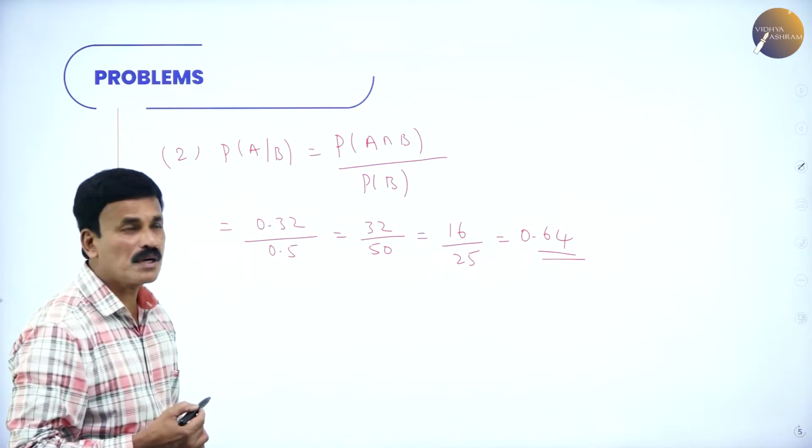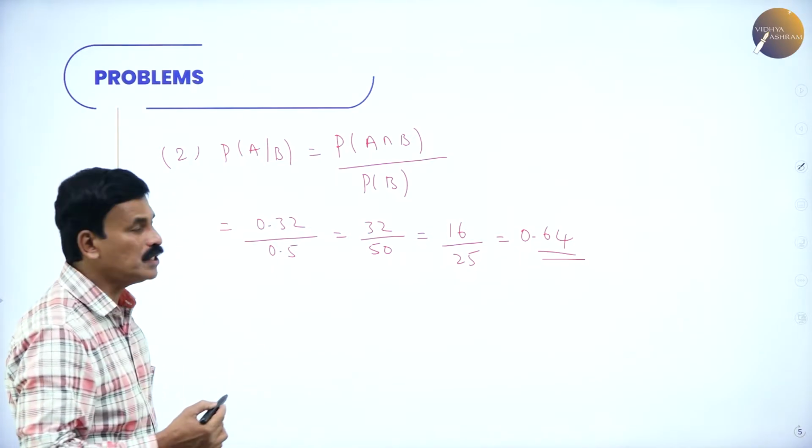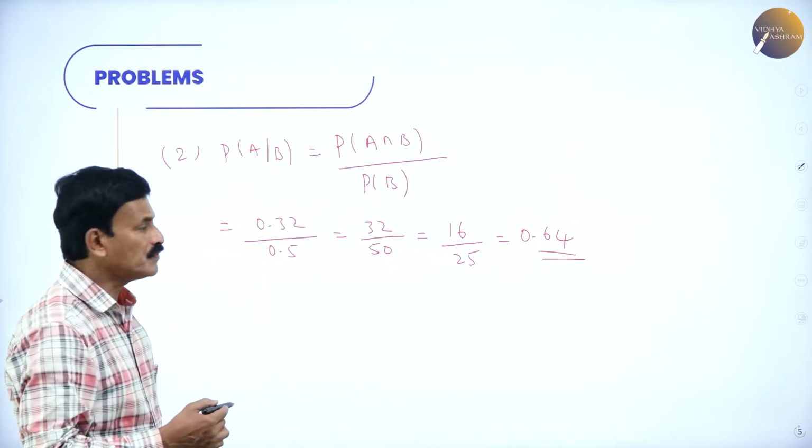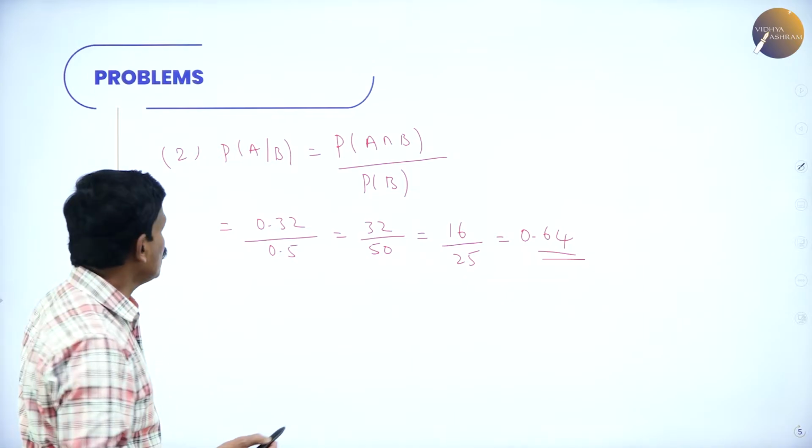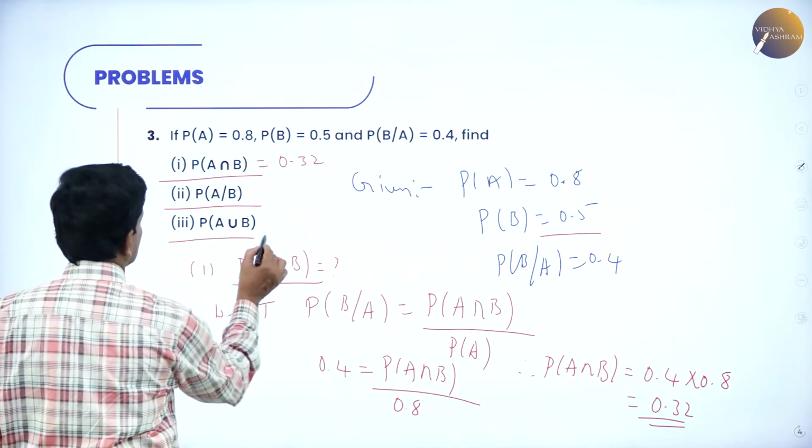The probability of A by B is the probability of A intersection B by the probability of B. That is 0.32 by 0.5, which is 32 by 50 or 16 by 25. That's equal to 0.64. Now let us come to the third part. What is the third part?